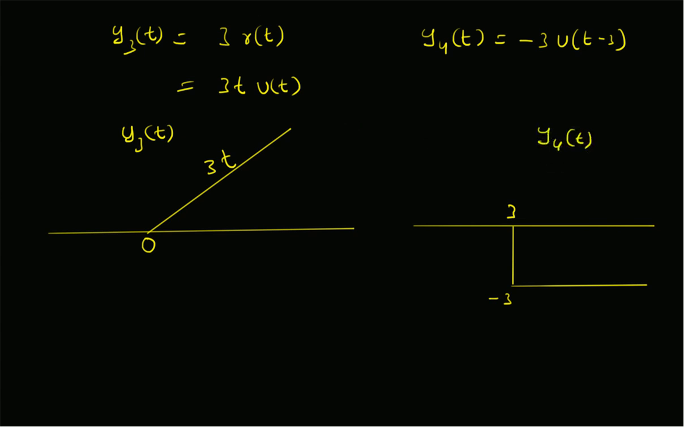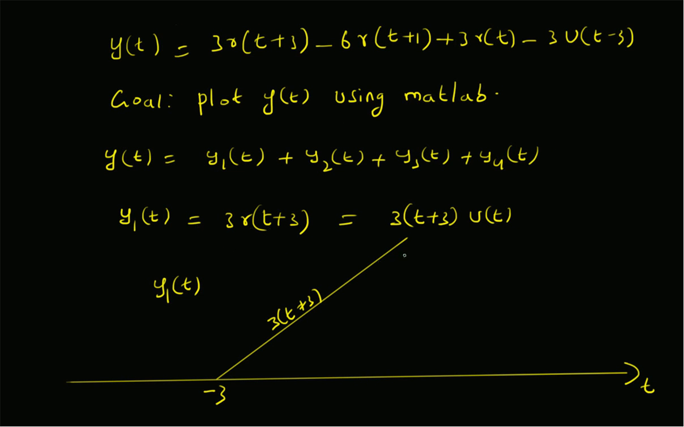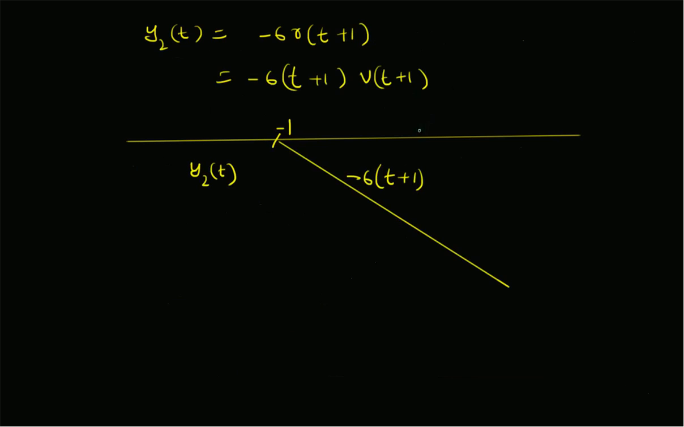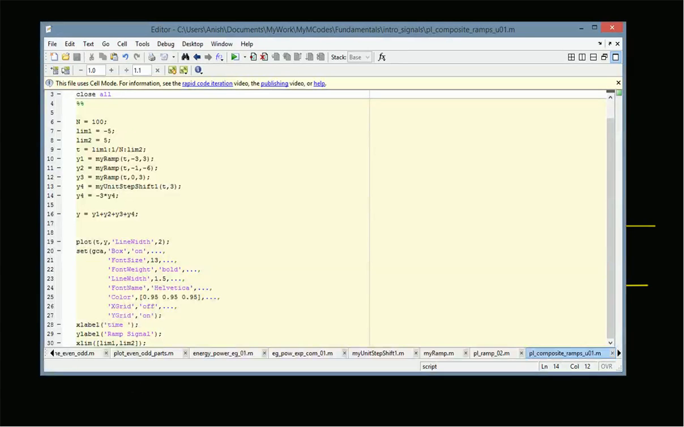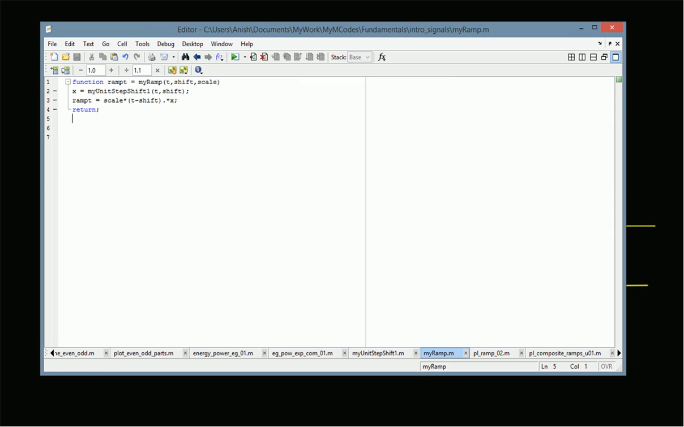So now our goal is to add all these 4 components, y1 of t, y2 of t, y3 of t and y4 of t. Let us look at the MATLAB code for this purpose. The first one is we want to generate a ramp signal whose scale is 3 and which is advanced by 3. So it has t minus 3 comma 3 as the parameters. If we go back to the original ramp function, we have 3 parameters: time, shift and scale.